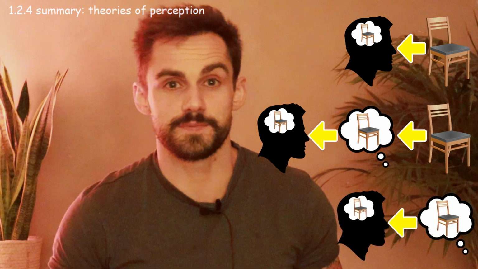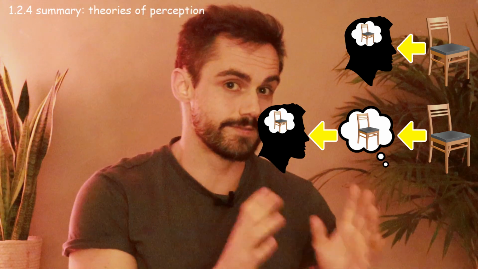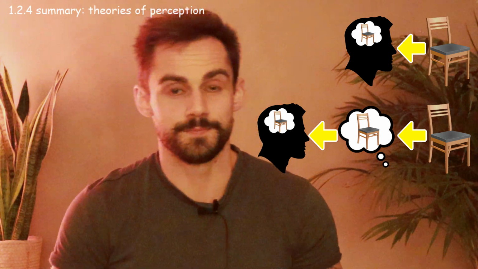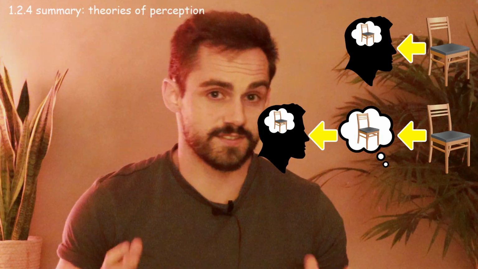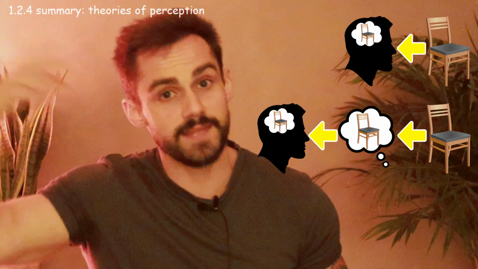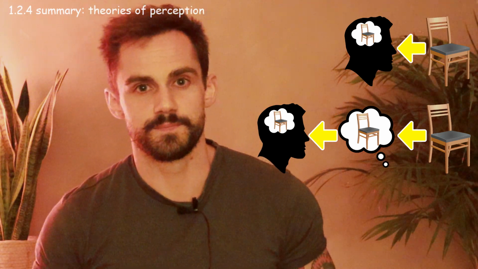So to sum up, we looked at 3 different theories of perception today. The 2 realist theories we looked at, direct realism and indirect realism, agree on the metaphysical question. They agree that objects such as tables and chairs exist independently of our minds. They just disagree about the method through which we perceive them.